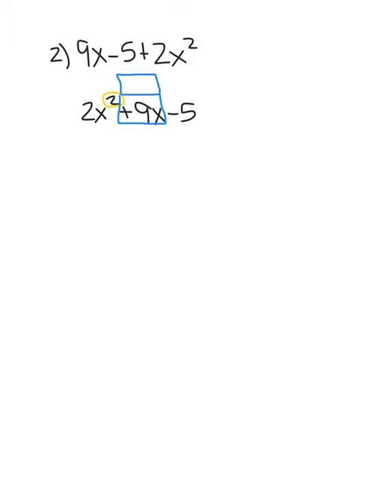That's fine if you're doing a different method. Just make sure you show your work, right? What we want to do is grab that 2 and grab that negative 5 and multiply them together to give us a negative 10. And then that negative 10 is going to help us split that 9x in the middle.